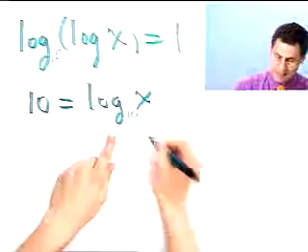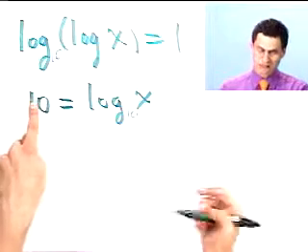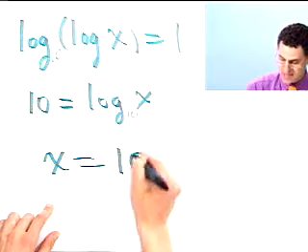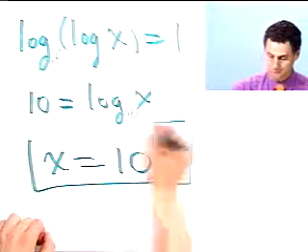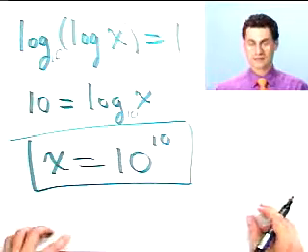This is invisible 10 here, and so what do I see? Log is the exponent. 10's the exponent I have to raise 10 to in order to get x. So x equals 10 to the 10. That's a big number. That's a 1 with 10 zeros. That's a lot of money if this were cash.